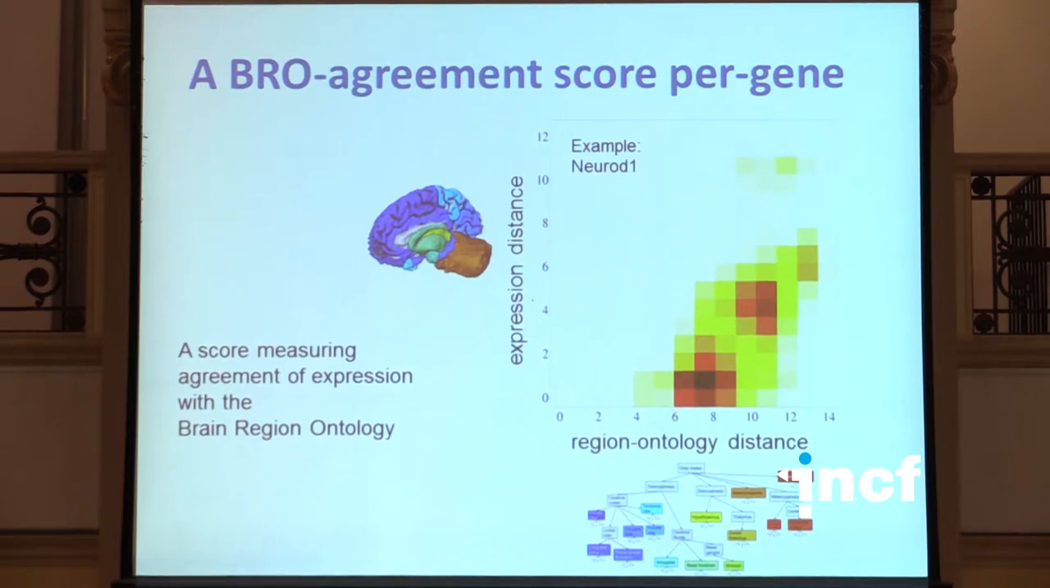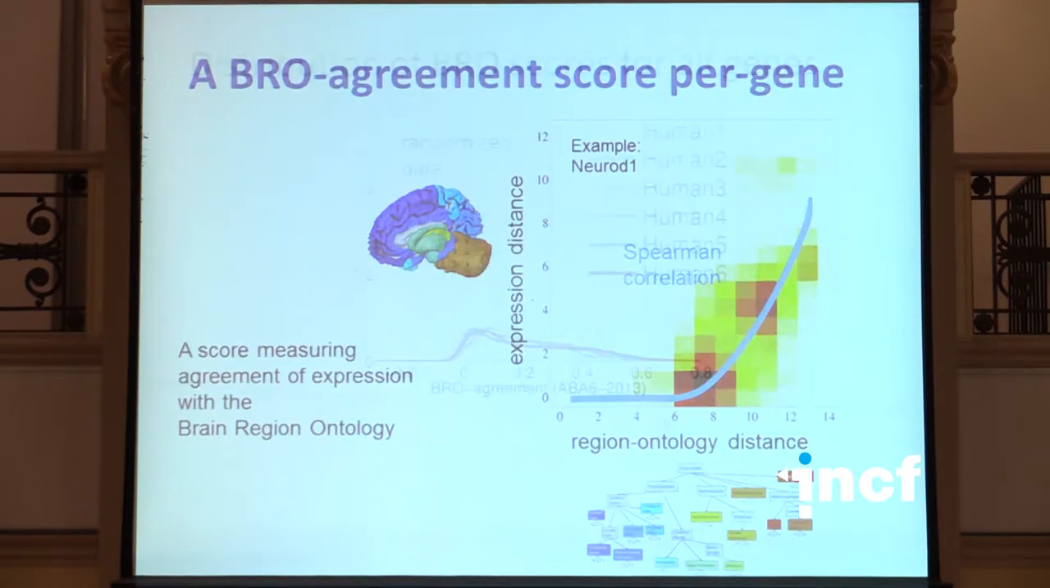So basically, you take a pair of tissues and you measure two types of distances. One is just how similar their expression is, kind of expression distance, and the other is the distance between these tissues on the ontology tree. And you repeat that for all pairs of tissues, and you get a joint distribution of the expression distance and the ontology distance. And for this gene, you see a strong correspondence, which basically means that if you take two areas that are close in the ontology, they have similar expression for this specific gene. And you can quantify that using some Spearman correlation. So this is a measure for an individual gene.